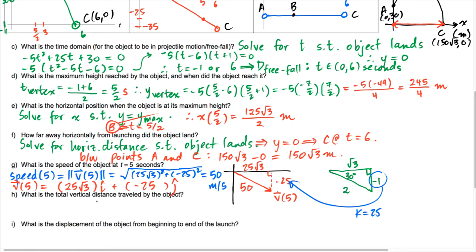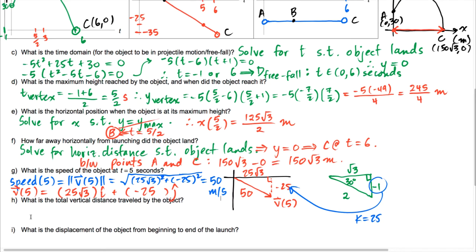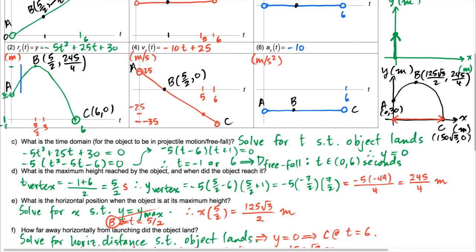In part H, we are asked for the total vertical distance traveled by the object. And so in much the same way that we talked about the horizontal distance, we need to consider the distance between 2 points. Now, if we take a look, the object is going up and then the object is going down. And so we are going to have a vertical displacement from points A to B, which is positive, and we are going to have a vertical displacement from points B to C, which is negative.